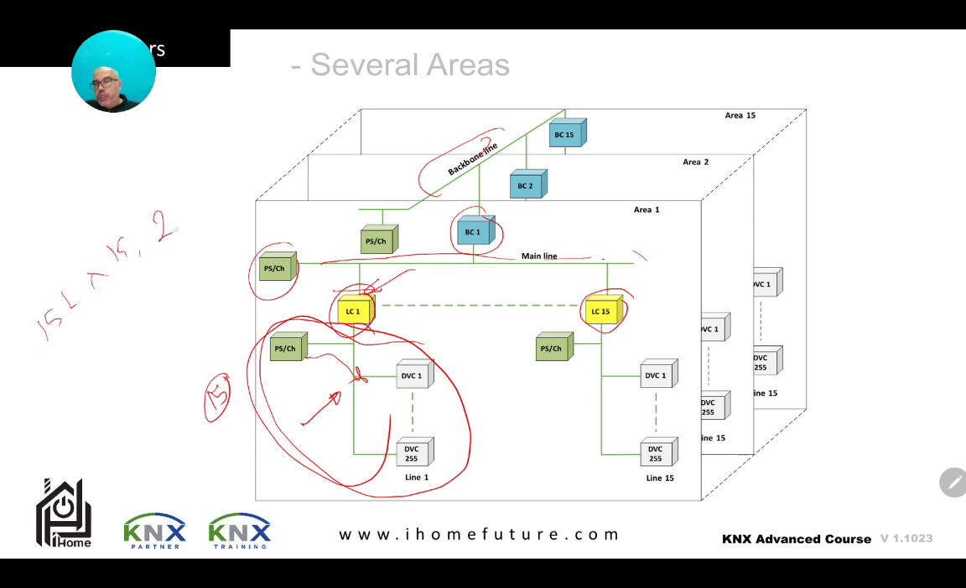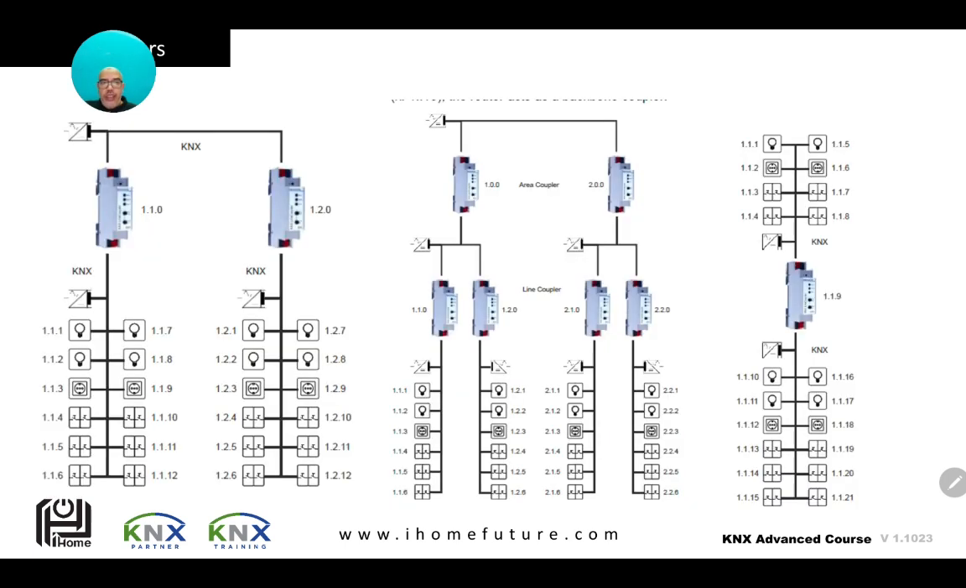Each area can have 255 devices, okay, because we counted the coupler already. And I can still also put devices on the main line, but I cannot put repeaters. Repeaters are not allowed on the main line or the backbone line. And that was the representation using the physical couplers.